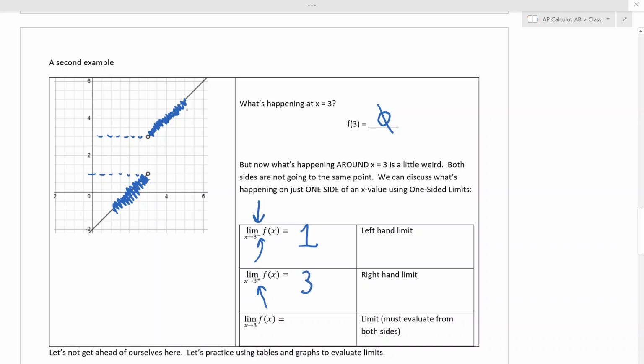Now, because the left side and the right side are not approaching the same thing, for the limit as x approaches 3, we have to look at both sides. Since they're not the same thing, we say that limit is DNE.